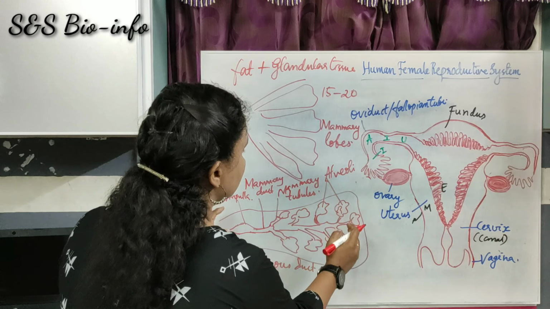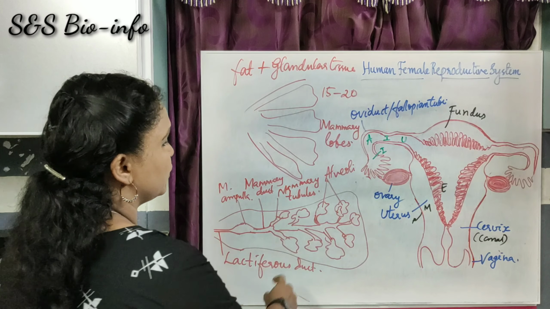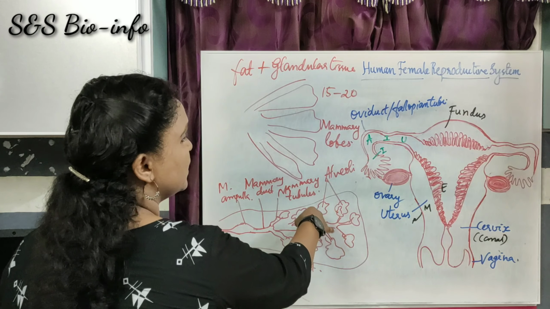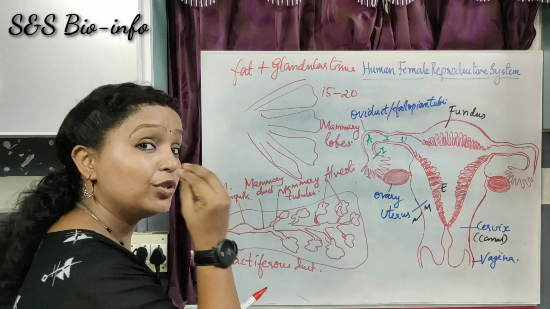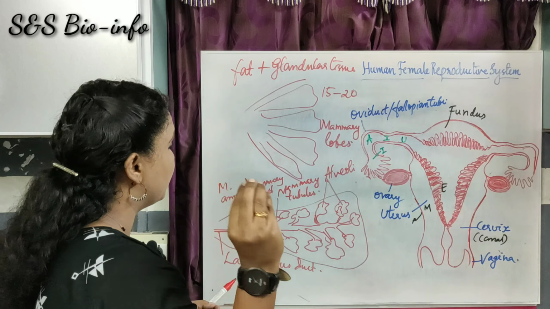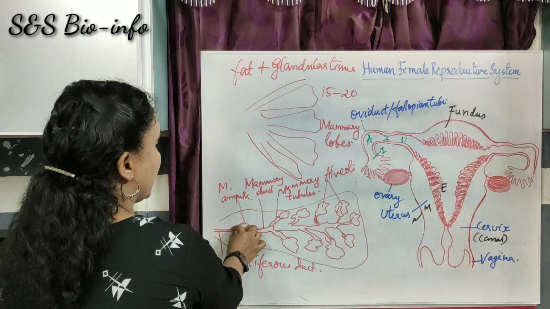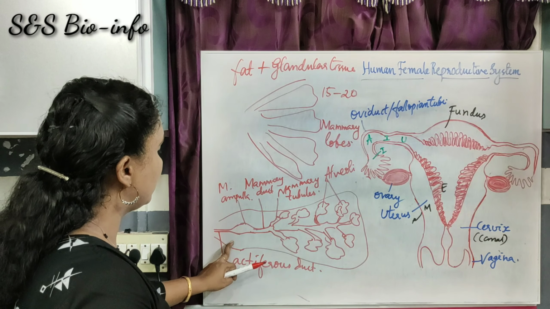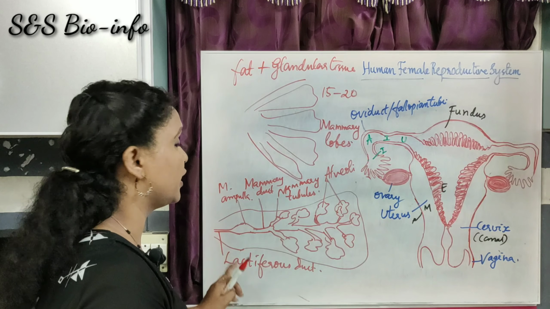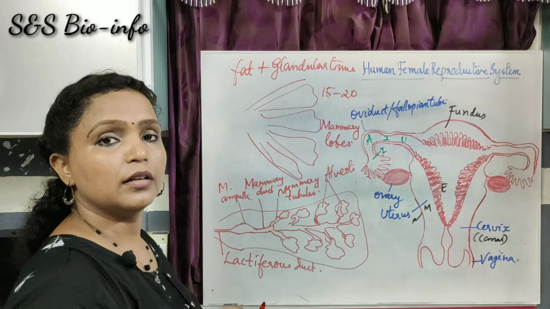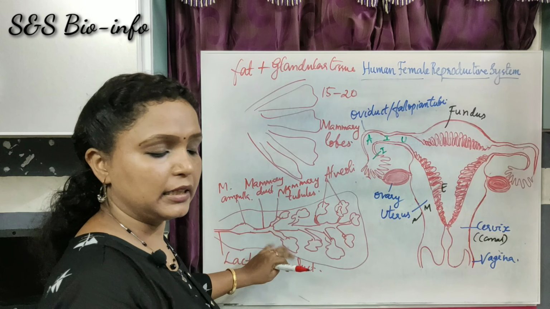So each mammary lobe consists of numerous alveoli. These alveoli open into the mammary duct through minute tubules called mammary tubules. These mammary ducts join or open into the next part, that is the mammary ampulla. The mammary ampulla opens into the lactiferous duct. Then it opens outside through a minute opening. This is the structure of the mammary gland.